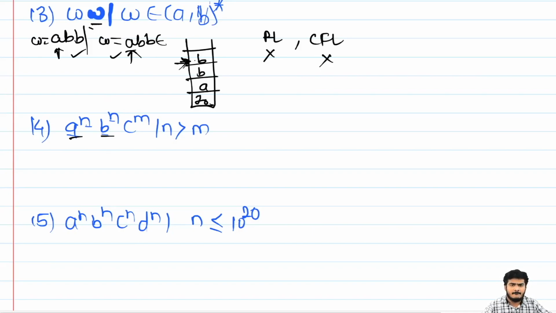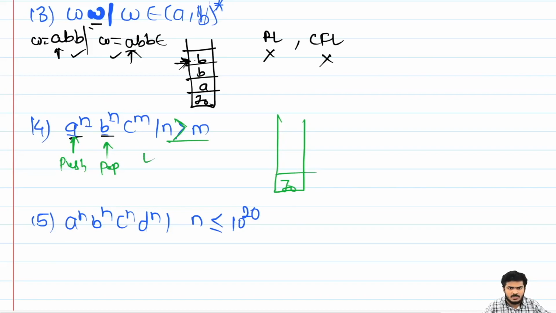So for comparing that, we need to push these a's into the stack, and by using these b's we can pop those a's from the stack, because we need to compare whether a's are equal to b's, and after that we will check that n is greater than m. n should always be greater than m. But we can observe that, okay, I will take a stack and the top of the stack is z0, and suppose the string has triple a, then definitely there should be triple b and c.